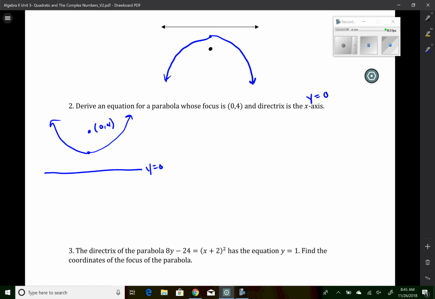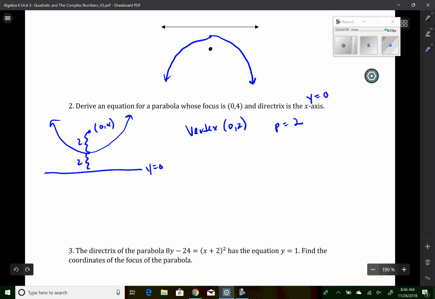Well, the distance from each of these has to be the same. So if I go from 0 to 4, I'm going up 4. If I divide that in half, I'm going to have to go up 2 to get to the vertex. So if I'm at the point (0, 4) and I go down 2 spaces, the vertex is going to be the point (0, 2). Also, since I'm counting by 2 to get there, the p-value is 2.